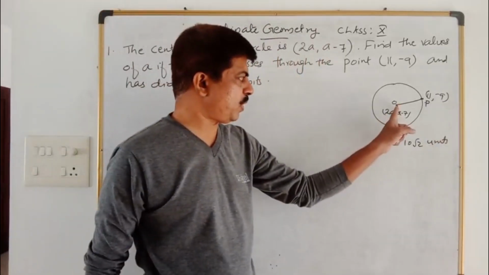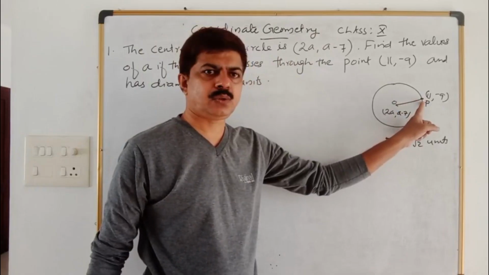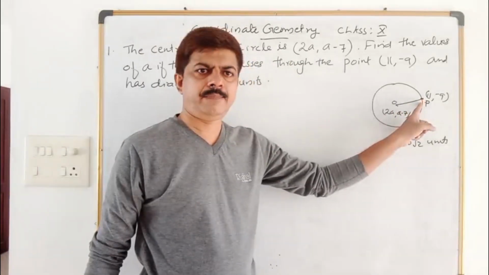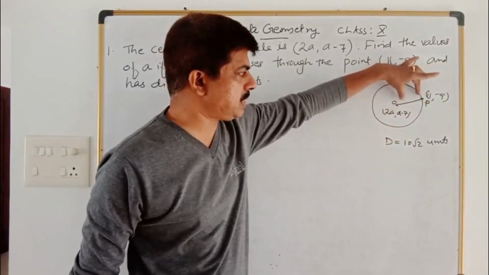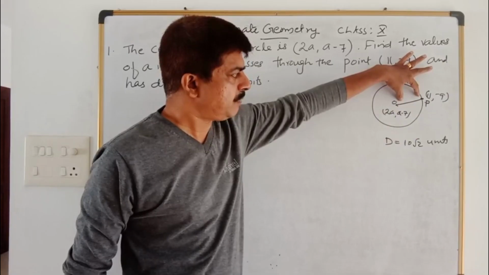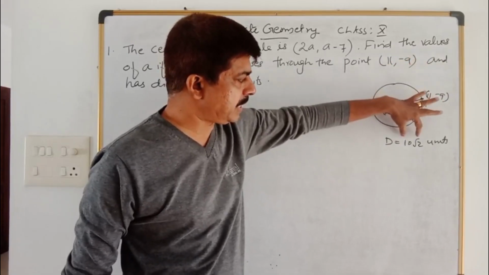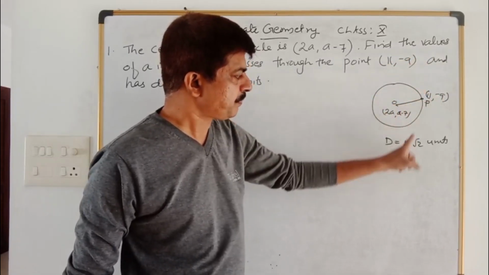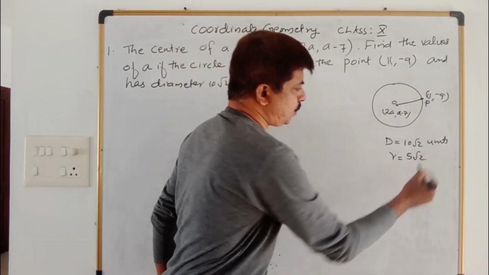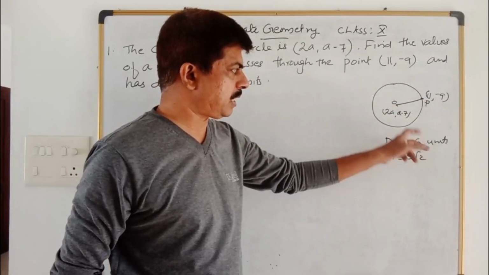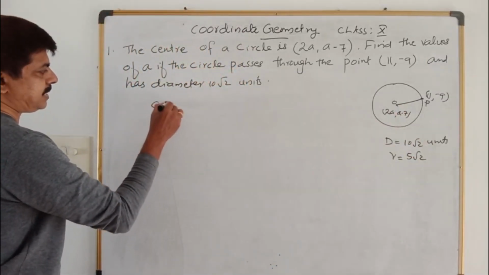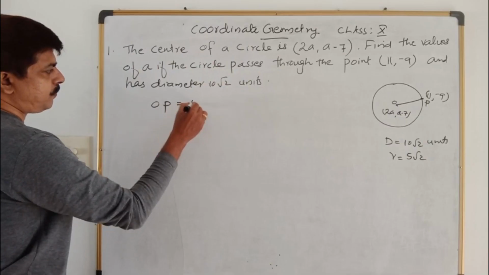We know the endpoints O and P. O is the center and P is one of the points on the circle, so the segment between these two is called the radius. What is the length of the radius? The diameter is 10 root 2 units, and the radius is half of the diameter, so it is 5 root 2 units. So OP is equal to 5 root 2 units.